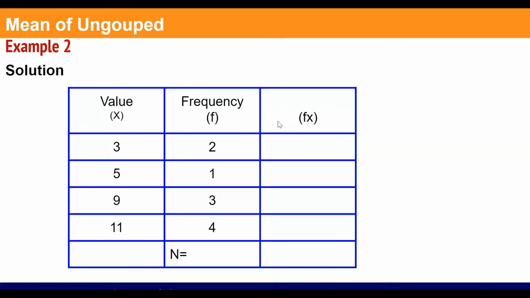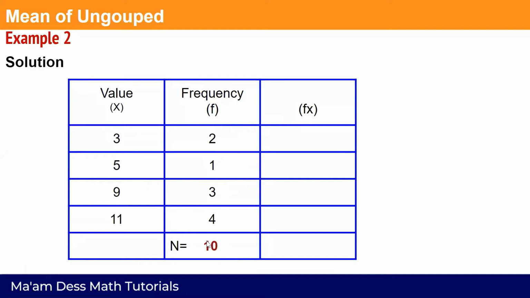For the solution, we first add the frequencies: 2 plus 1 plus 3 plus 4 is equal to 10. Now let us have the value of fx, the frequency multiplied by the values of x. So 3 times 2 equals 6, 5 times 1 is 5, 9 times 3 is 27, and 11 times 4 is 44. Then we get the summation of fx, which is 82.